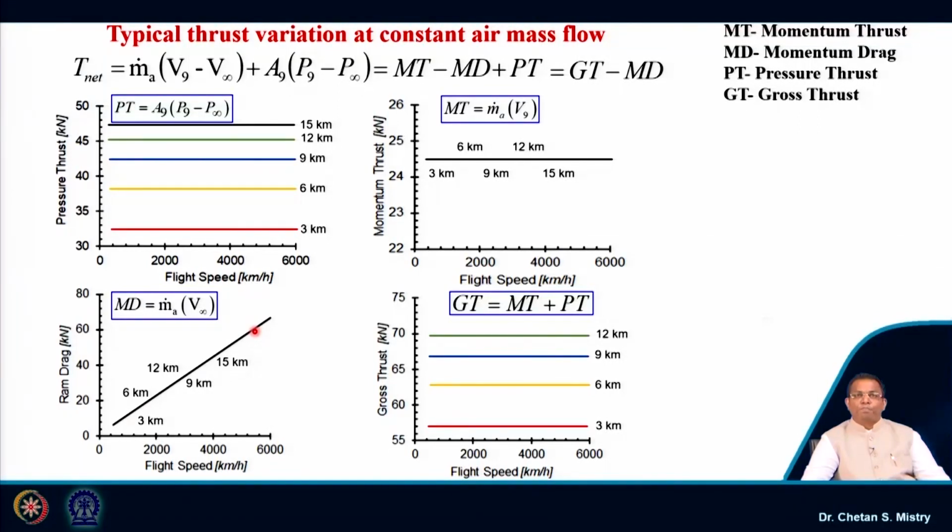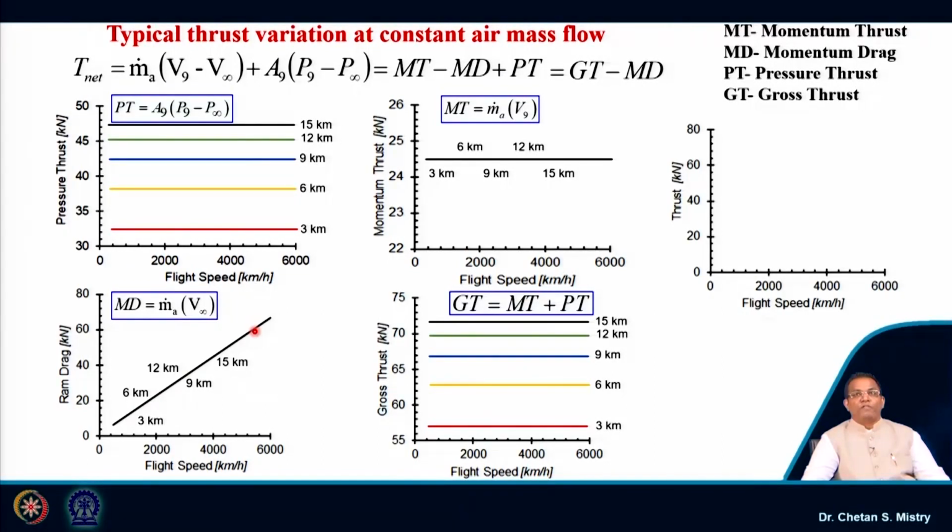So, let us try to put this in an overall sense. What do we mean by overall sense? Let us see. I will be putting my flight speed versus my thrust, and this thrust we are representing here. This is representing my gross thrust and this line is representing my drag. So, let us try to understand this plot.